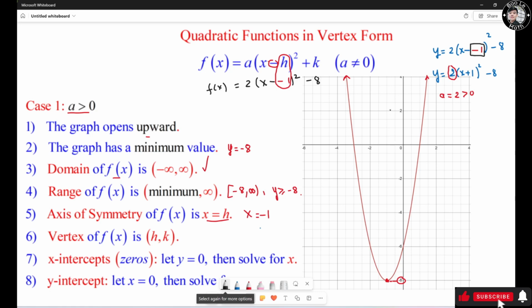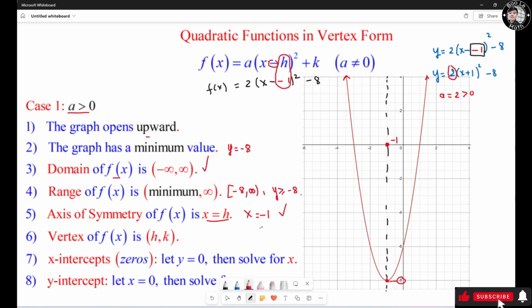Now we're going to use the graph of this function to check to see if x equal to negative 1 is the axis of symmetry. Now we know that the axis of symmetry is the line that splits the graph into two halves, right? So keep in mind the axis of symmetry always passes through the vertex, right? So it's going to be right here. And the value of the axis of symmetry is going to be right here, negative 1. Yeah, that's right.